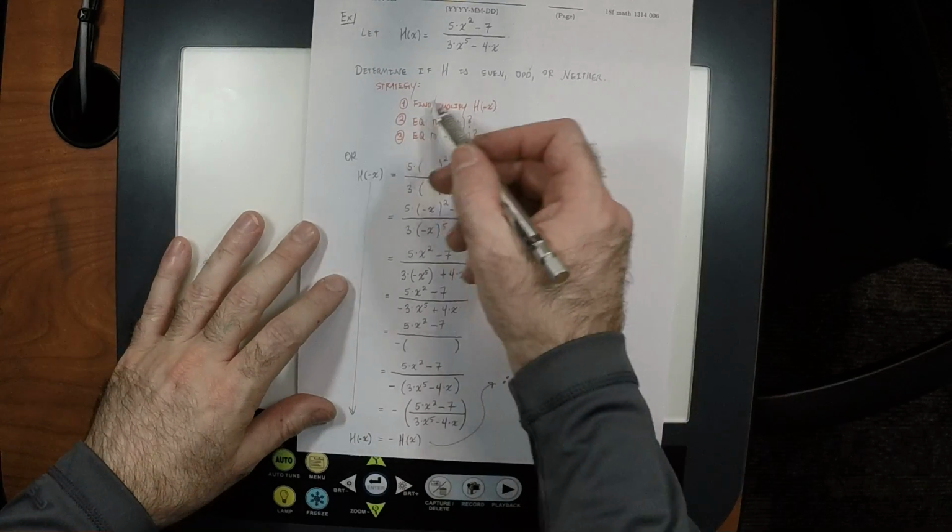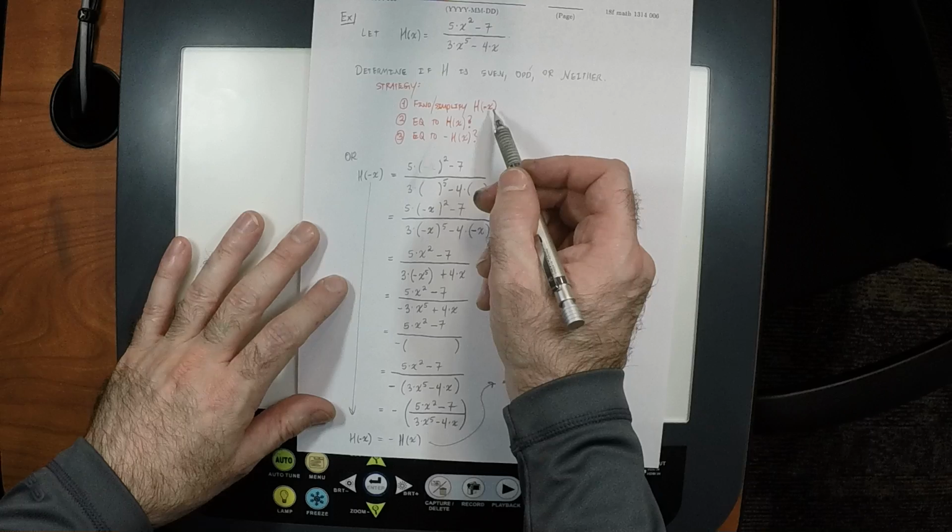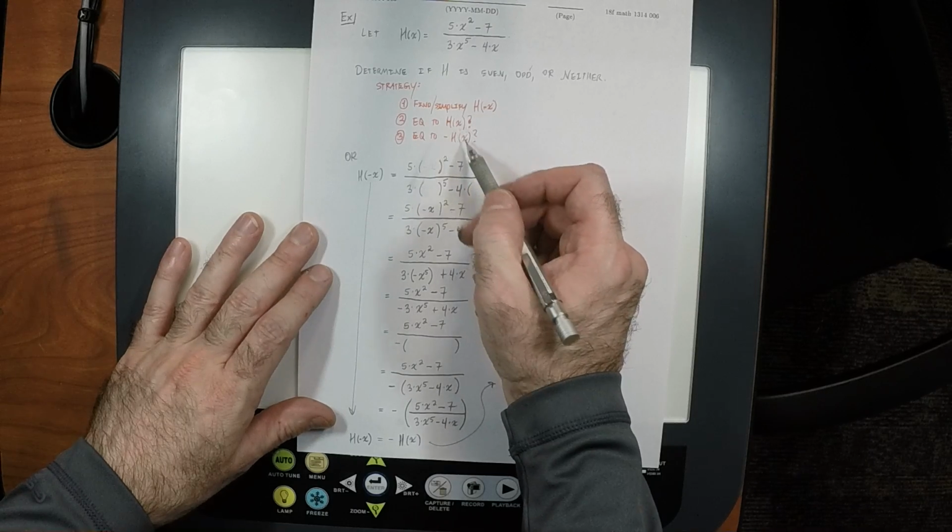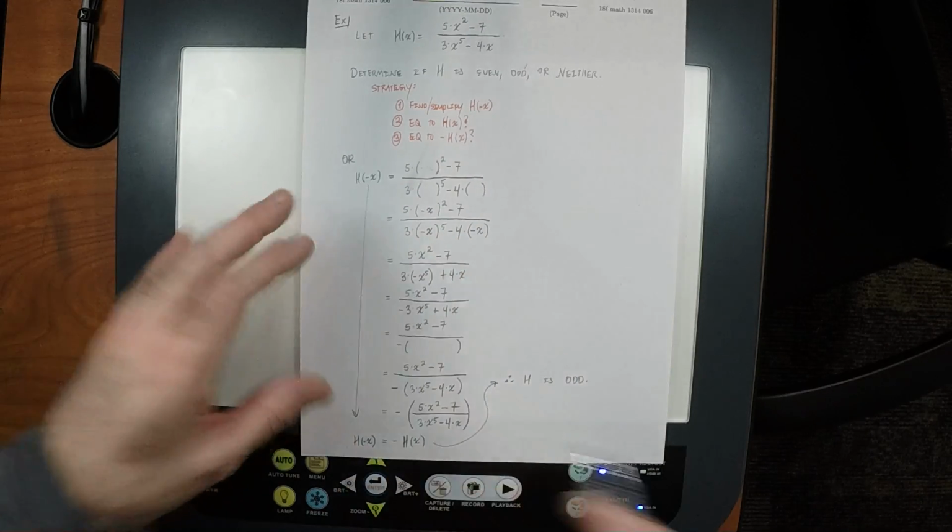In the end, it's all just this. You negate the inputs and then check, is it that one? If no, then check that one. If no, then it's neither.